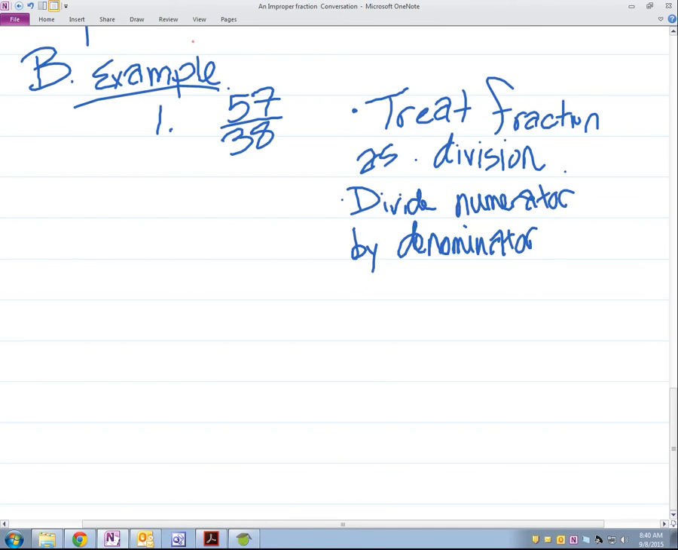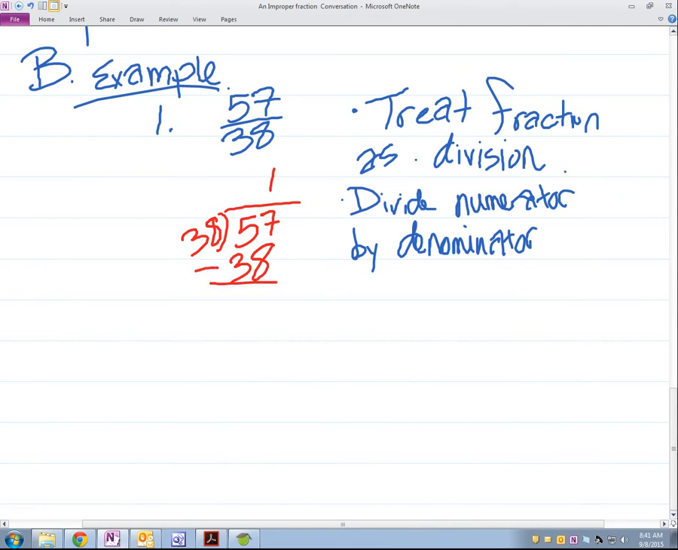So I'm going to go ahead and do that. So it is 57 divided by 38. How many times does 38 go into 57? Just once. So we write 38 here.